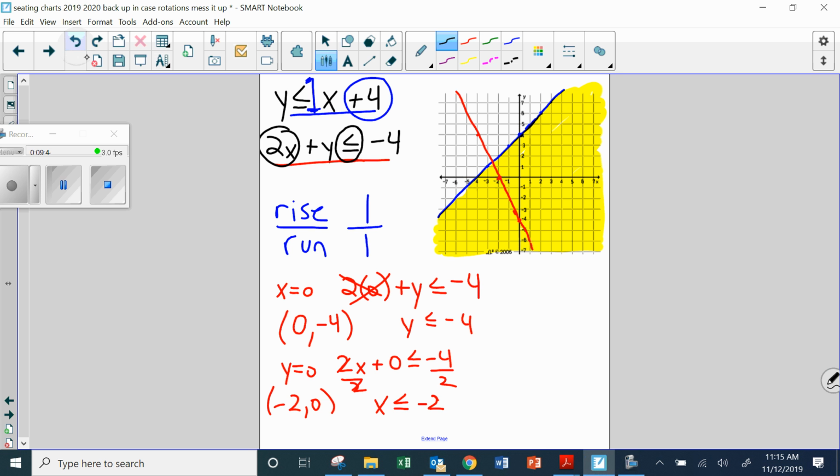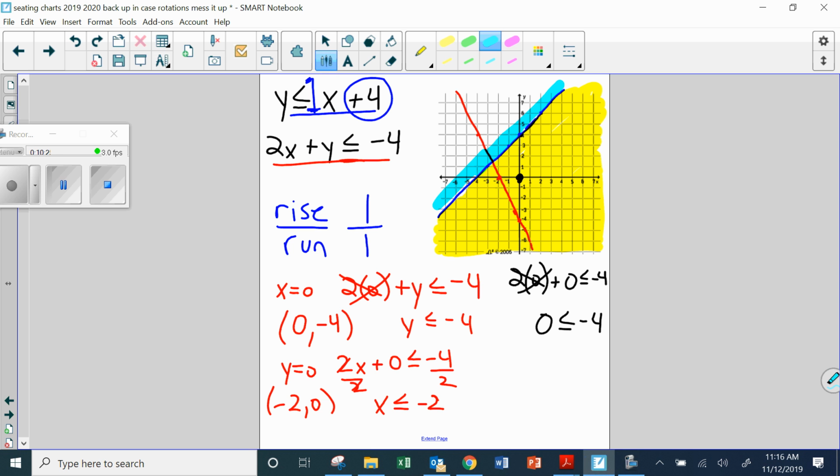So what I have to do is plug in 0, 0 to test it. So I'm going to plug this point right here, 0, 0, into the equation. So I get 2 times 0 plus 0 is less than or equal to negative 4. I solve it out, that goes away. I get 0 is less than or equal to negative 4. Is that true? No, that is not true. 0 is not less than or equal to negative 4. So that means 0, 0 is not a solution, which should mean that the other side is the correct side to shade. So I'm shading this other side.